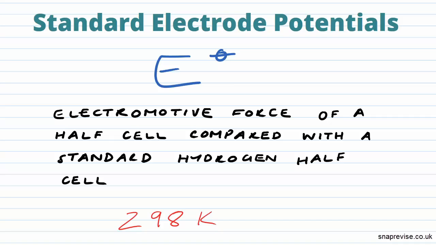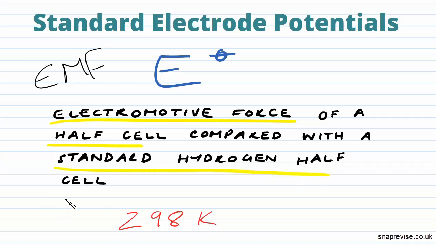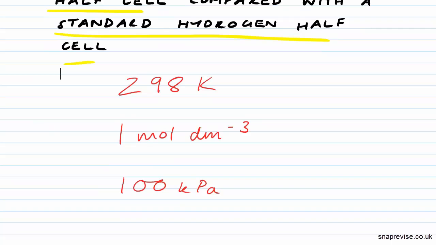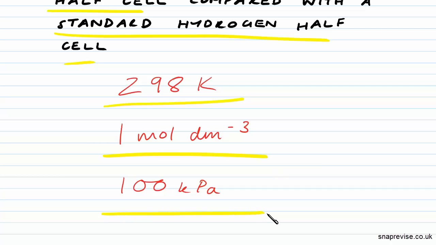So what is the standard electrode potential? Well, it's represented by this symbol here, and it's an incredibly important definition you need to know. The standard electrode potential is the electromotive force, or EMF, of a half cell compared with a standard hydrogen half cell. And it's measured under standard conditions. These standard conditions are 298 Kelvin, a 1 mole per decimeter cubed concentration of ions, and 100 kilopascals.